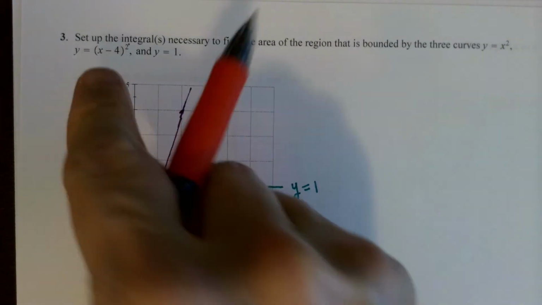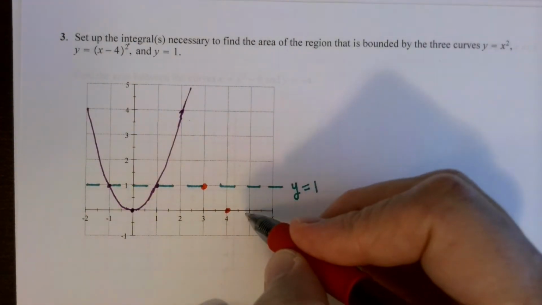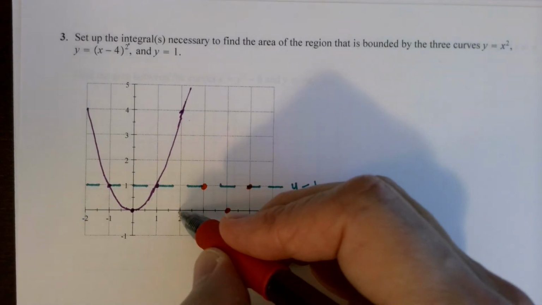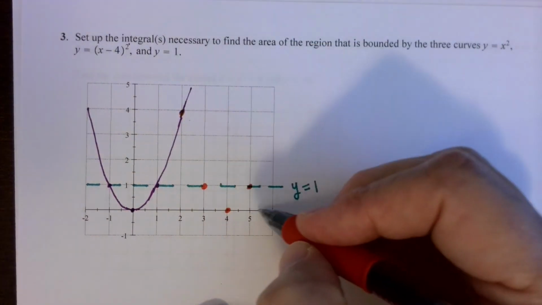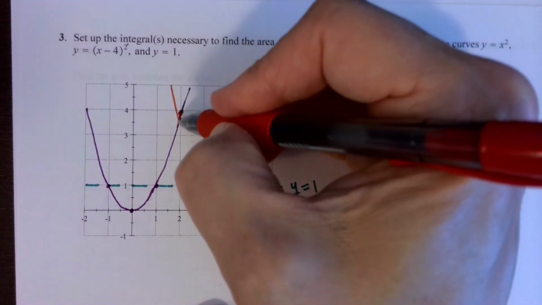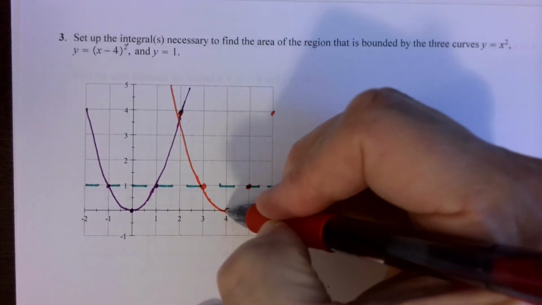When x is 3, 3 minus 4 is negative 1, negative 1 squared is positive 1. Same with 5, 5 minus 4 being 1, 1 squared is 1. At 2, 2 minus 4 is negative 2, negative 2 quantity squared is positive 4. And so you can see it's actually the graph of the x squared function just shifted over to the right 4 units.